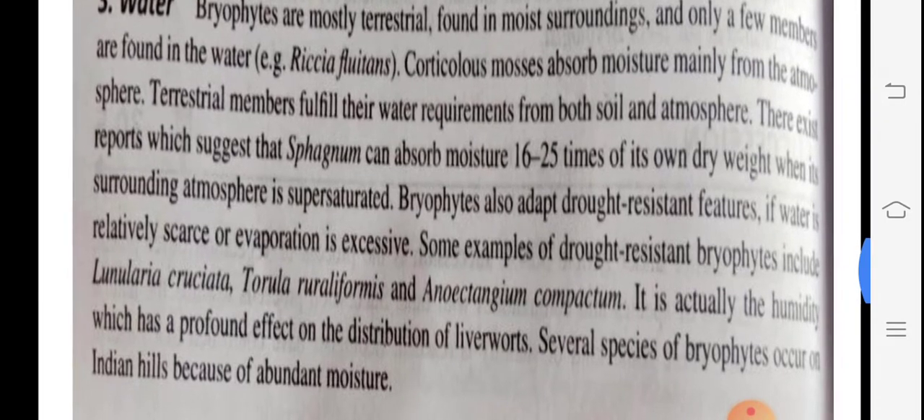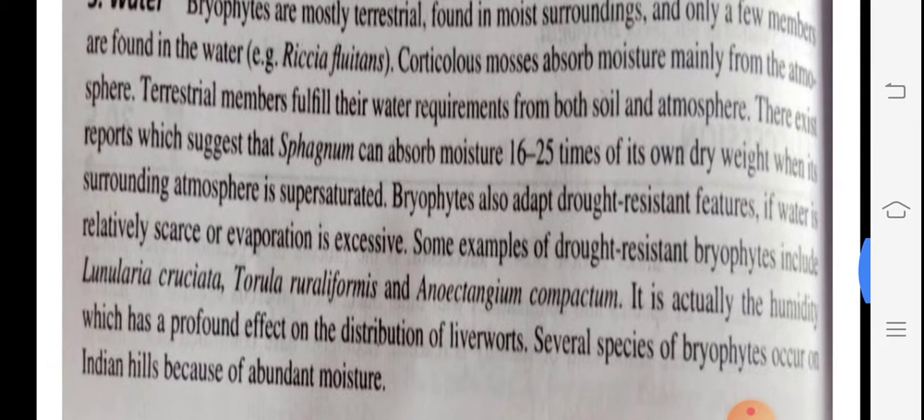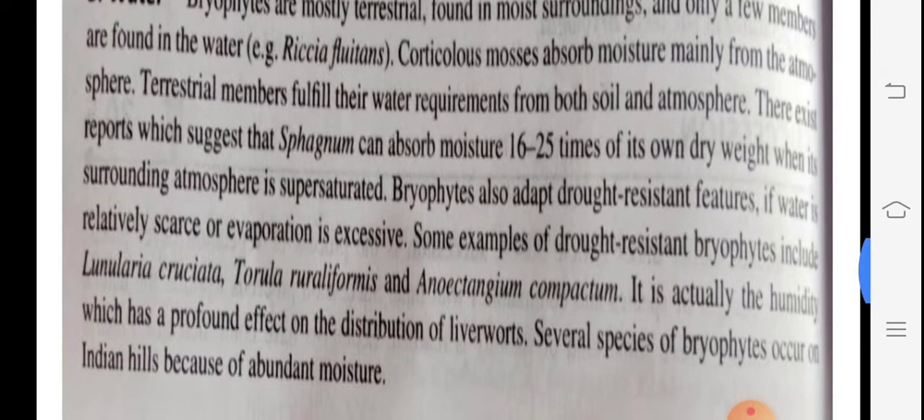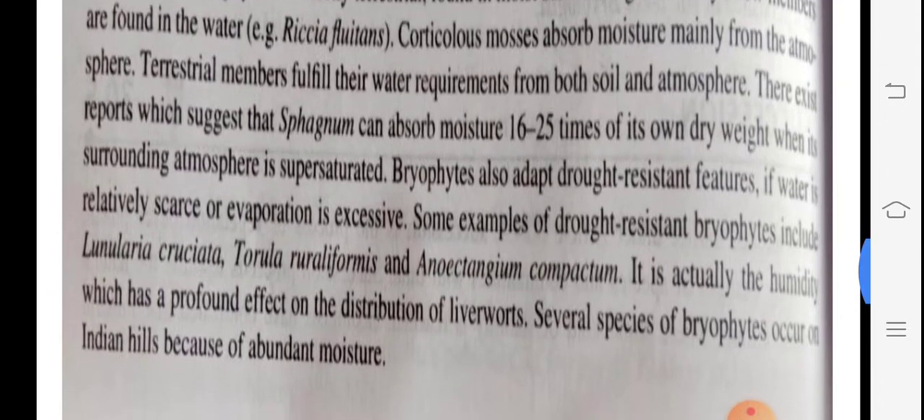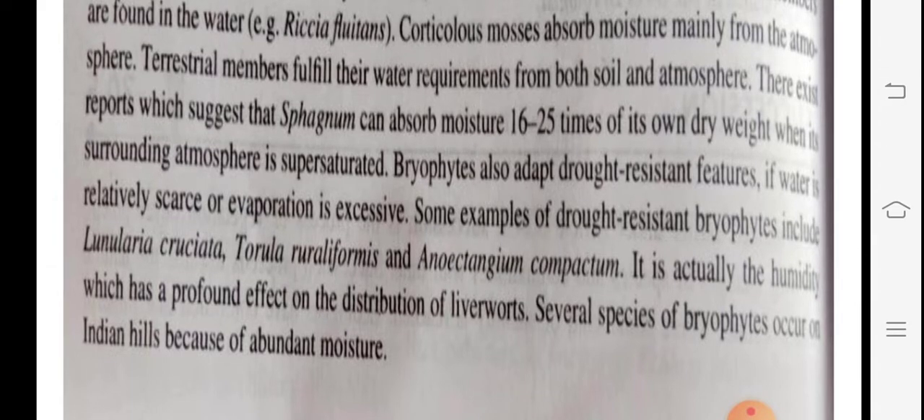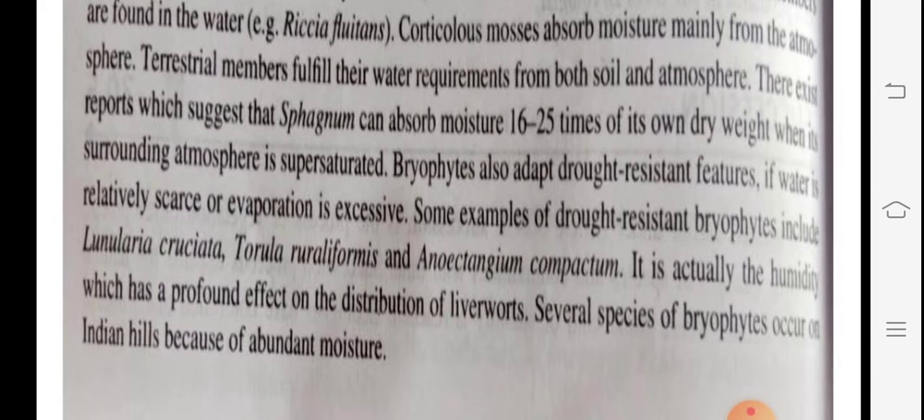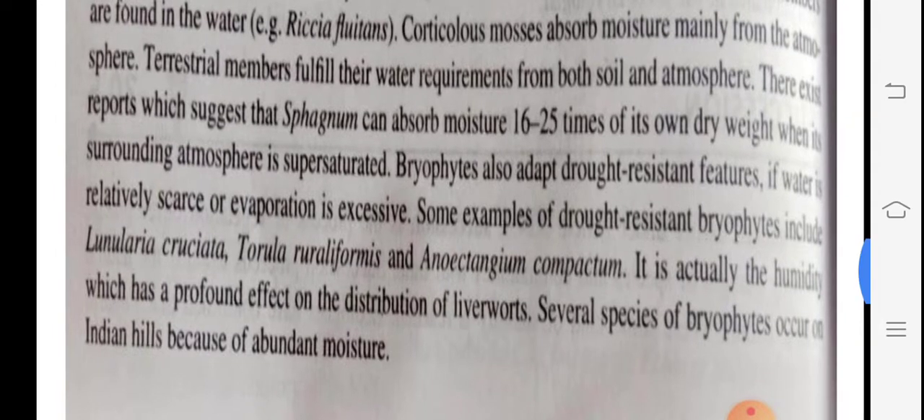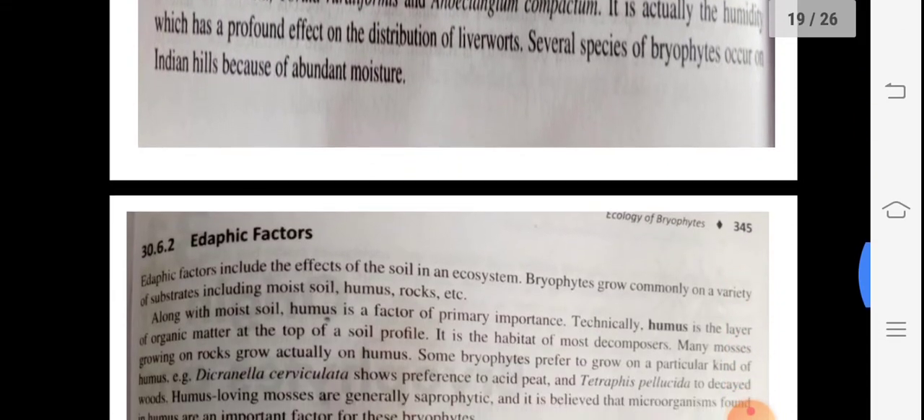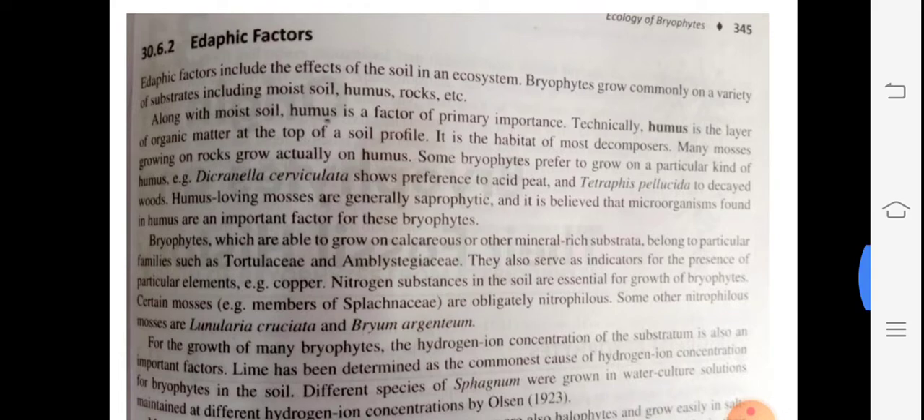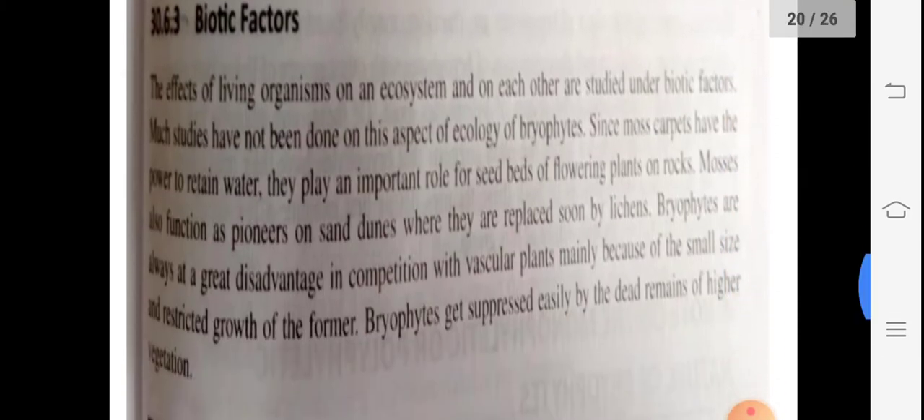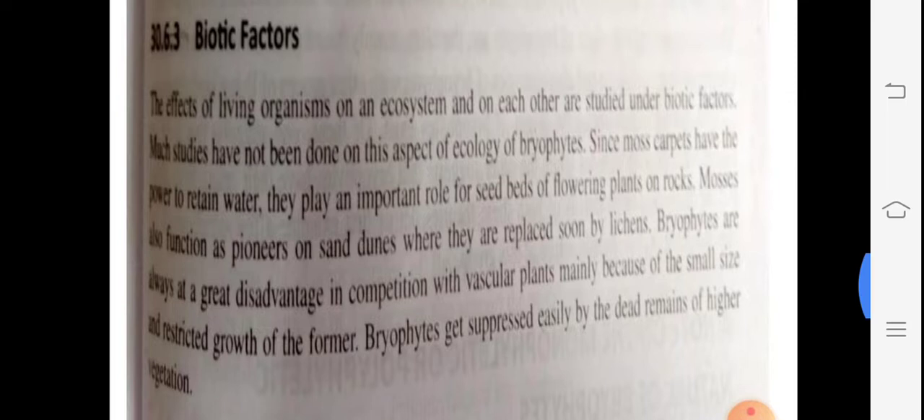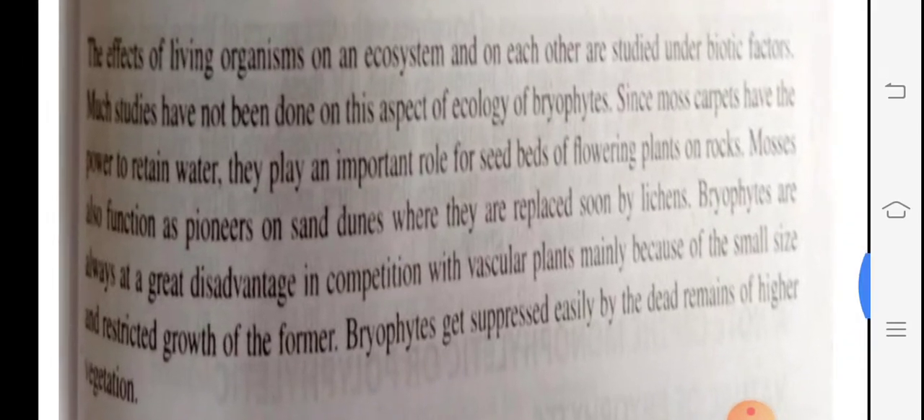Then secondly, some bryophytes are adapted to this condition, so they are called drought resistant, with features that let them survive in drought. Then Funaria, Tortula, then Anoectangium, these are the common species, right? So you remember this good example. Then in relation to edaphic factors, we have already seen. Then biotic factors are there. Biotic means disturbance by human beings.